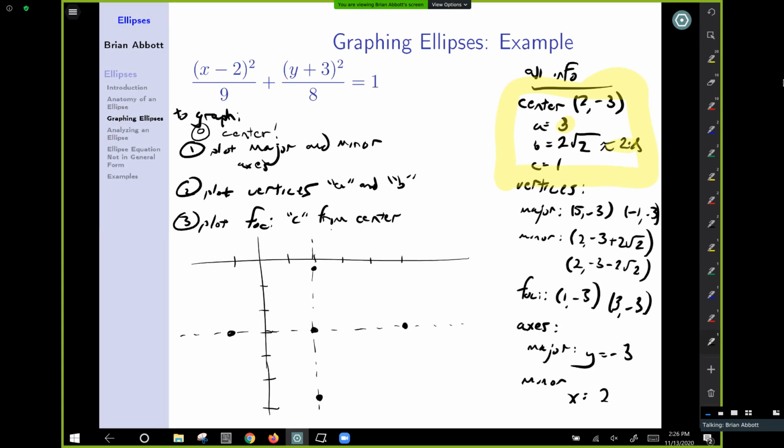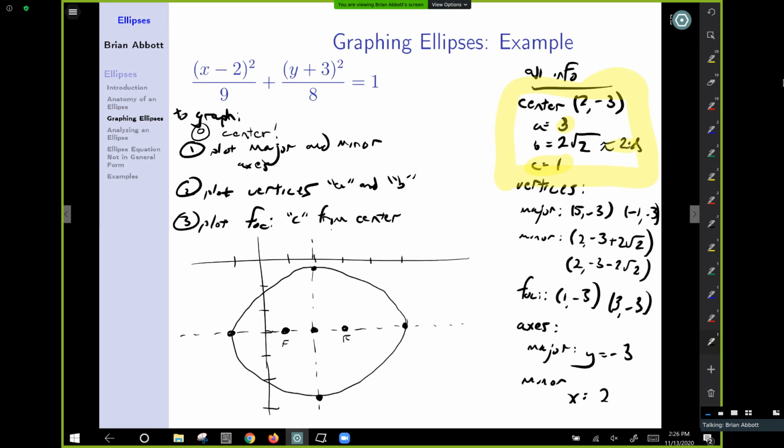Here we go. So c being the distance from the center to the focus, c is equal to 1. I start at my center, and I know that since this thing is longer in the horizontal direction, my foci are not going to be on the vertical axis, they're going to be on the horizontal axis. So I'll go 1 to the right and 1 to the left of my center. All right, so we've got our 2 foci here. We'll put F's by those. All right, so now it's fine to just go ahead and draw your ellipse.